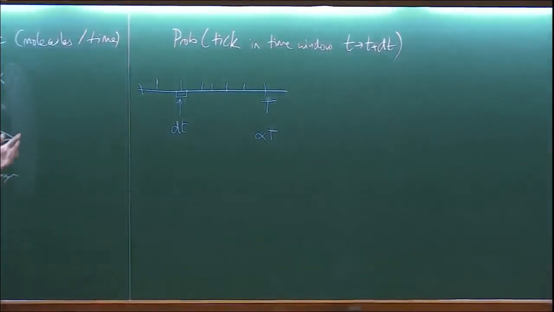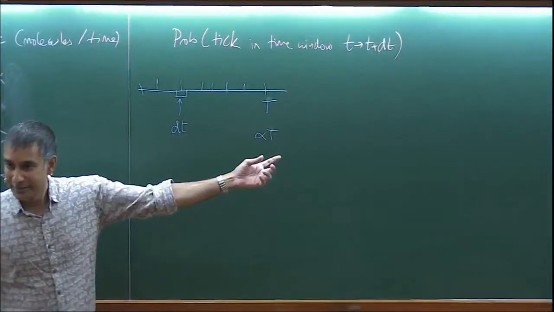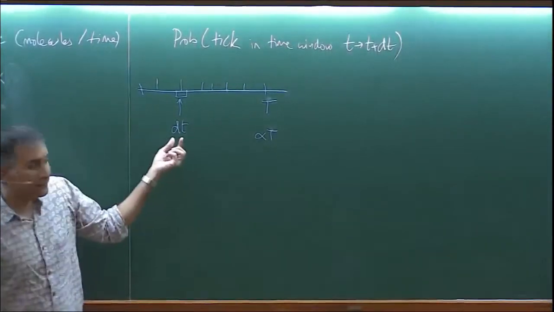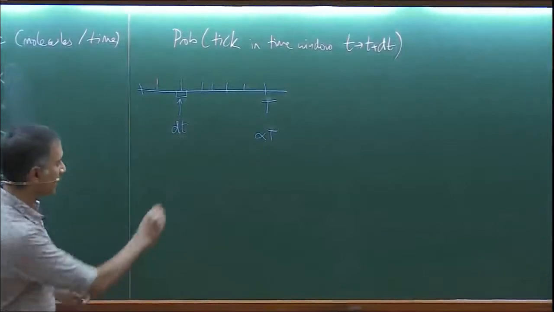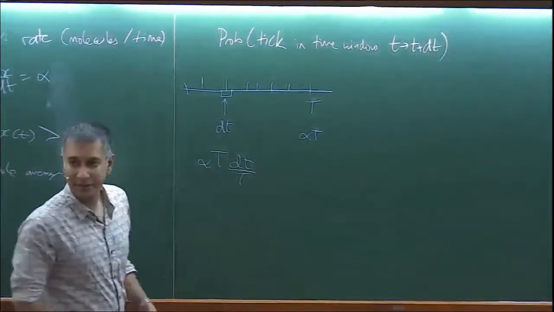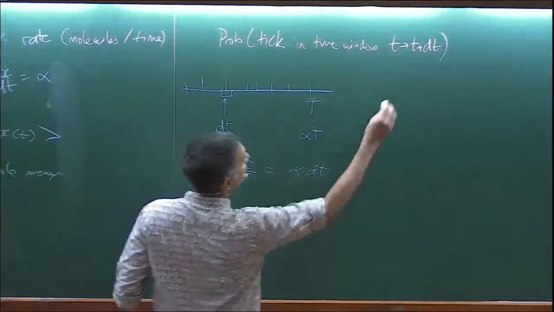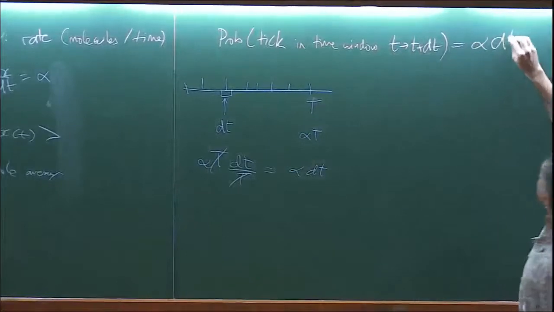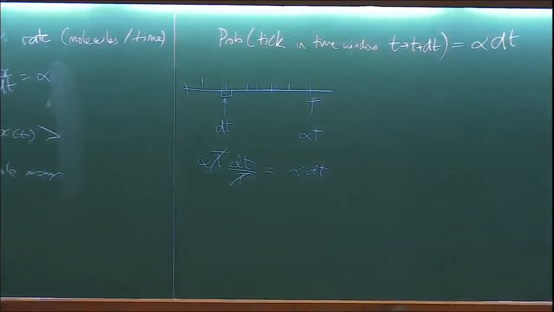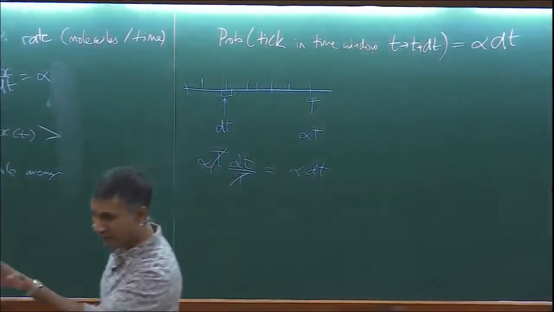It's actually very easy. You know that the total number of things here was alpha t. You just divide down. So the size of the small dt interval out of the total is just dt over t, and you multiply that by the total number of ticks in the whole thing, so the t cancels. This is what you get. And of course, the total number of ticks in here is Poisson distributed. I don't want to focus on that for the moment.